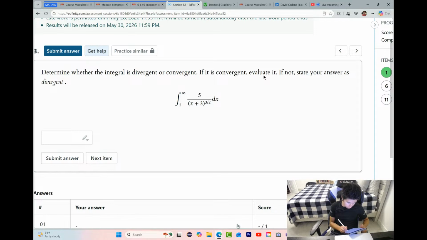Or negative 2 over square root of u. That's what we get, negative 2 over square root of u from 2 all the way to t. Very good. We continue. The limit as t goes to infinity times 5 times, open square brackets, negative 2 over the square root of t minus the negative 2 over square root of 2.